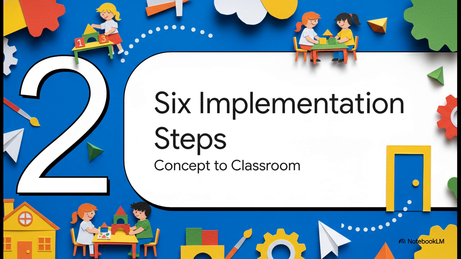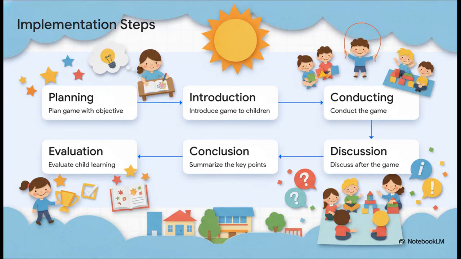Okay, moving to Section 2. 6 steps to implementation, concept to classroom. Let's talk about how we actually do this. Here's your daily 6-step playbook. First, planning. You've got to have a specific academic objective. Second, the introduction to the kids. Third, actually conducting the game. Fourth is discussion. Fifth is the conclusion, where you wrap up key points. And finally, evaluation, to assess what learning actually stuck.